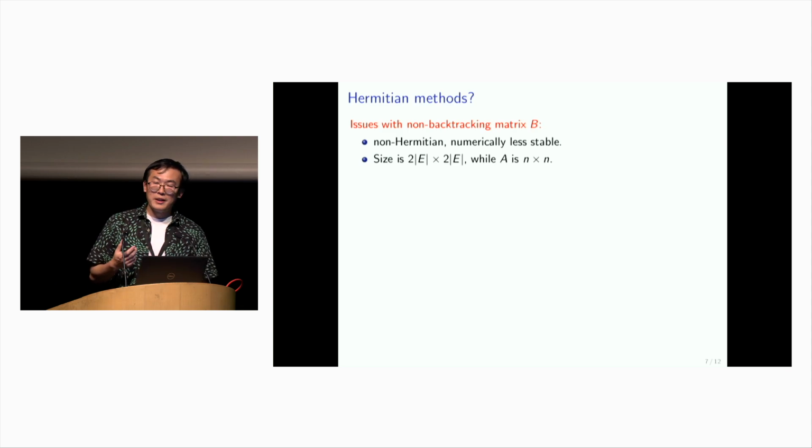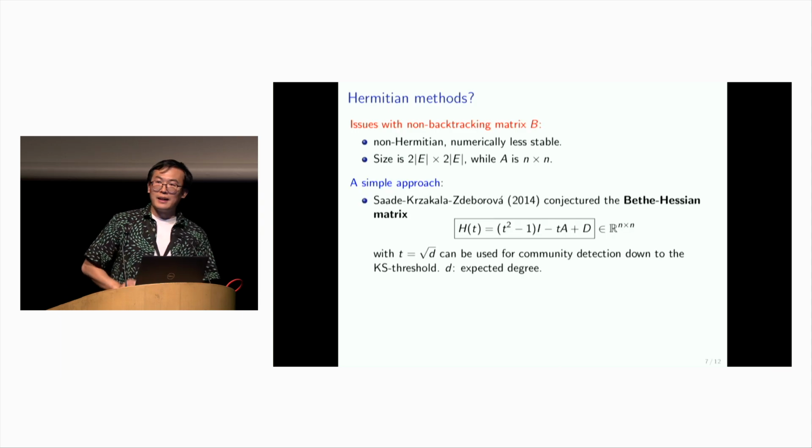On the other hand, this matrix is not n by n. I didn't put the definition, but it depends on the number of edges in the graph. So if the graph is not so sparse, the size could be very big compared to an n by n matrix. So instead, there's another simpler approach proposed by Saade, Krzakala, and Zdeborová in 2014, who conjectured that a certain Hermitian operator, called the Bethe Hessian, will also work for this community detection task down to the Kesten-Stigam threshold.